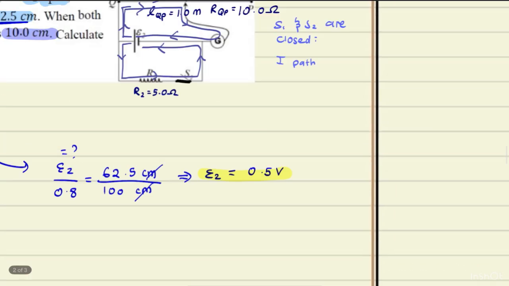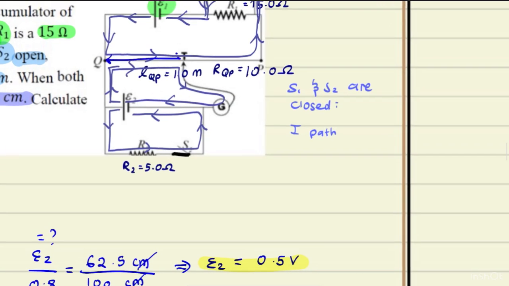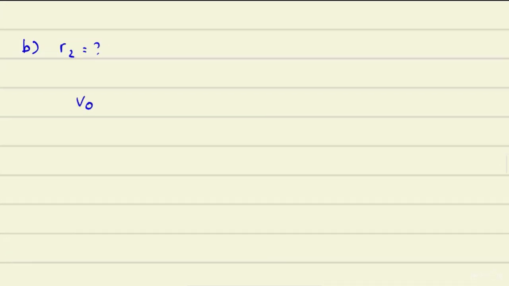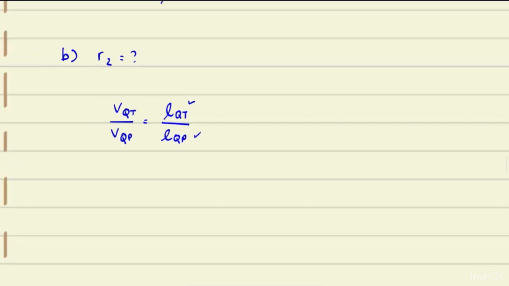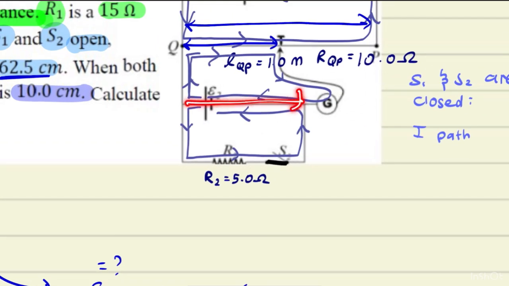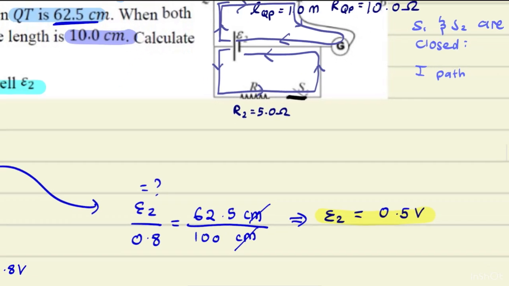potentiometer logic, which is VQT over VQP equals its length. So, VQT over VQP equals length QT over length QP. So everything here is given, these two. Then we have to find VQT first. So VQT no longer equals the EMF2. Okay? It will not be the same anymore, because we have a resistor here.